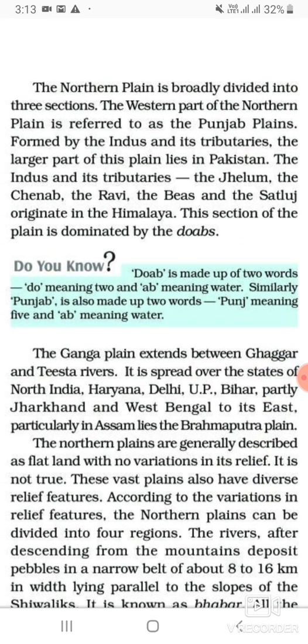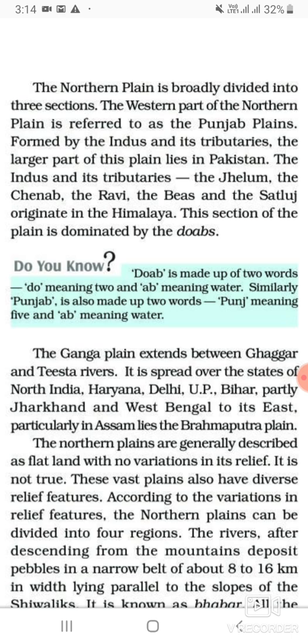So the next question that is arising here is in how many sections the northern plain is broadly divided. The answer is the northern plain is broadly divided into 3 sections. It is Punjab plains, the Ganga plain and the Brahmaputra plain. So the western part of the northern plain is referred to as the Punjab plains, formed by the Indus and its tributaries. The larger part of this plain lies in Pakistan.